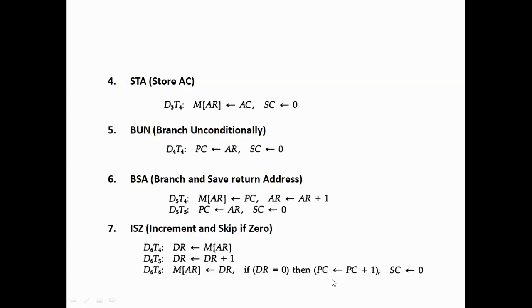What will you do? You will just increment the contents of PC, right? Because PC contains the address of the next instruction, and we will skip it by adding 1. By this, we will do the skipping, and then this whole operation is done. Finally, the sequence counter will be put to 0.